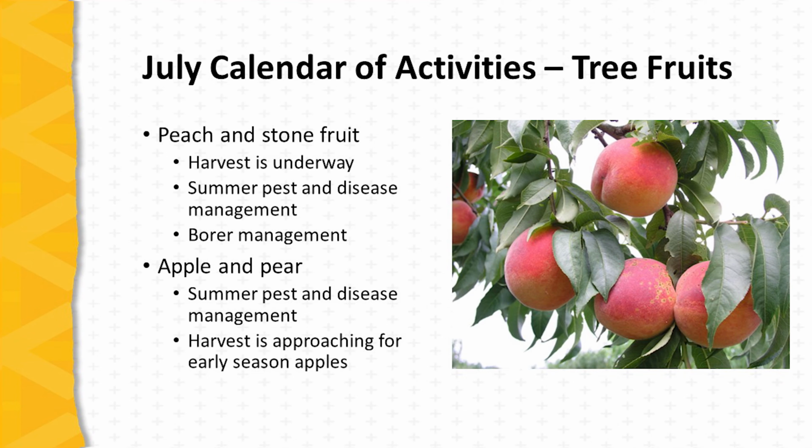For apples and pears, again, summer pest and disease management continues. Harvest will be approaching for early season apples and early season pears, which typically begins in mid-August.